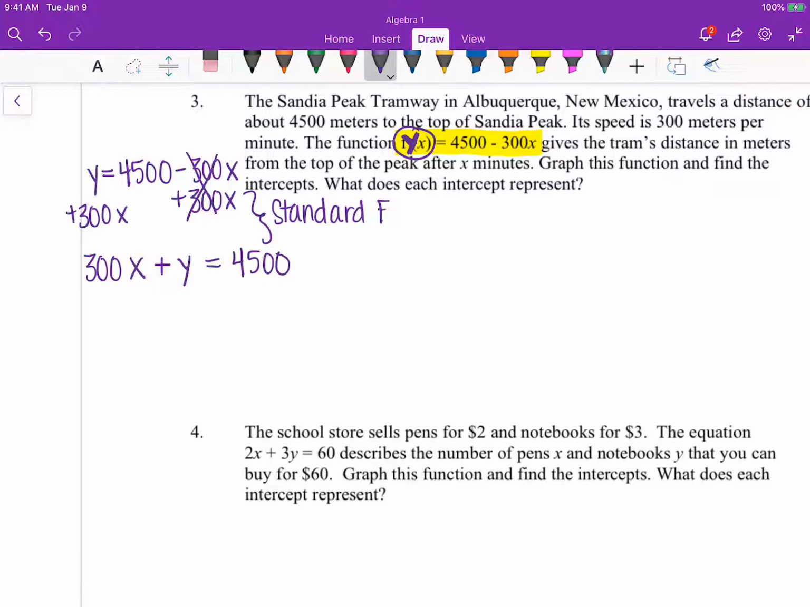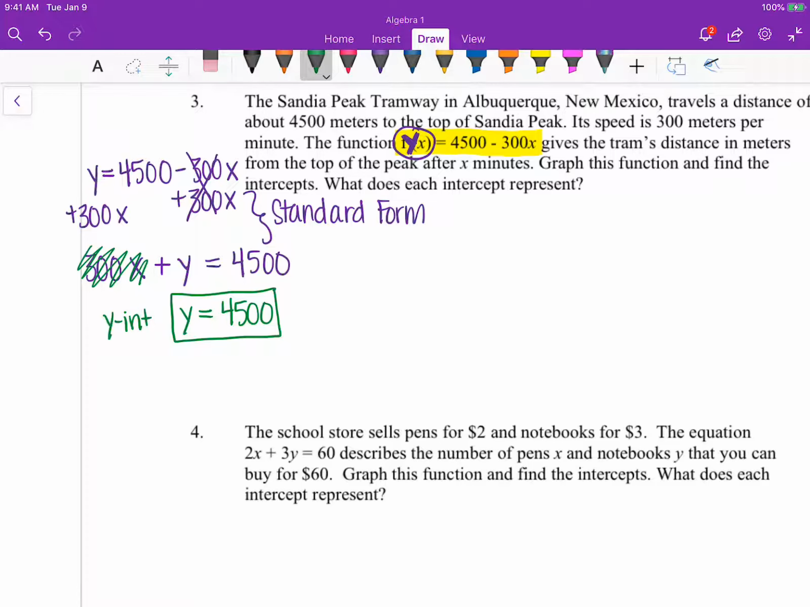And the only reason I put it in standard form is because, just like the last problem, it makes getting those intercepts so fast. So what I'm going to do is the cover-up method now. Now that I'm in standard form, I'm going to cover up this first piece and check it out. I don't even have to get y alone. It's already alone. y equals 4,500. That's my y-intercept.